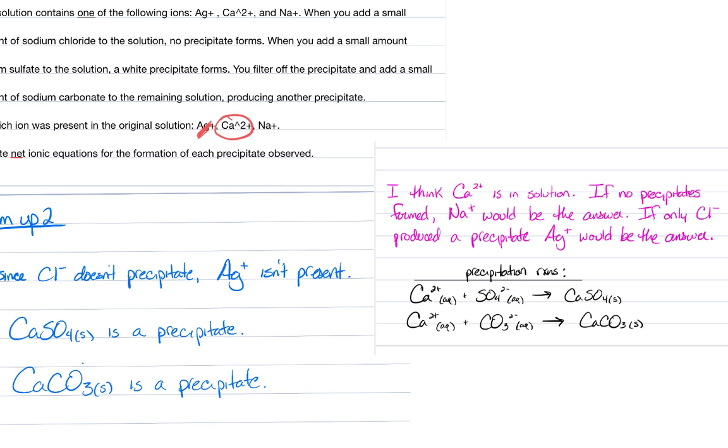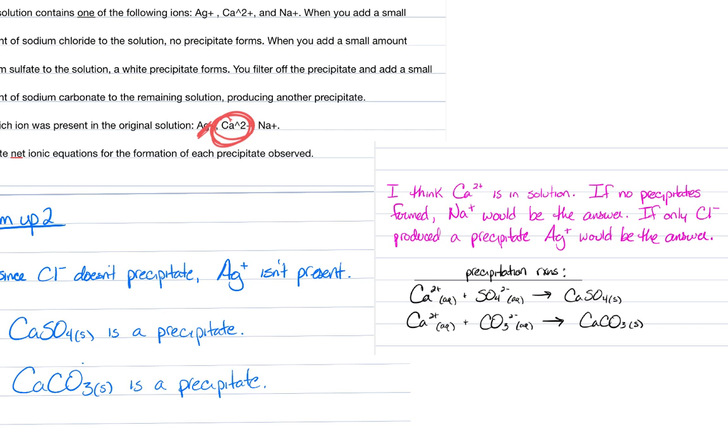All right, let's go to step 3. We're adding the carbonate. When I add the carbonate, I produce another precipitate. Is that going to precipitate with calcium? Yes. Calcium carbonate is insoluble. Does sodium precipitate with carbonate? No. So again, seeing a precipitate there draws me toward the idea that calcium is in this solution.